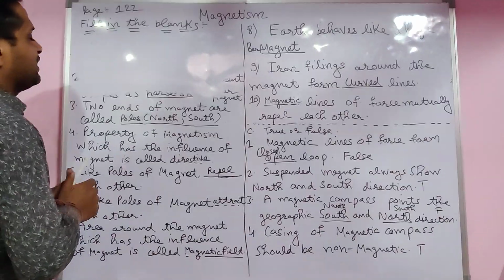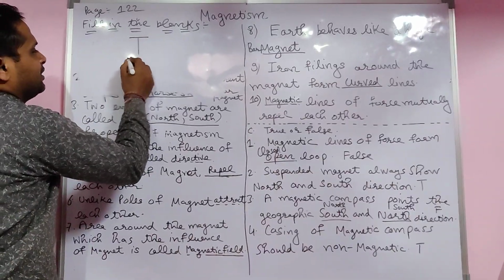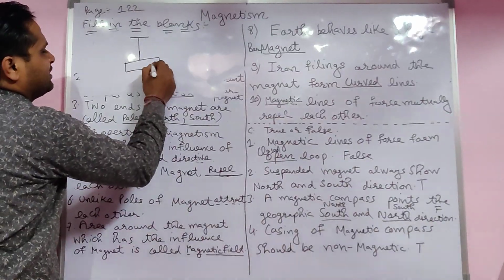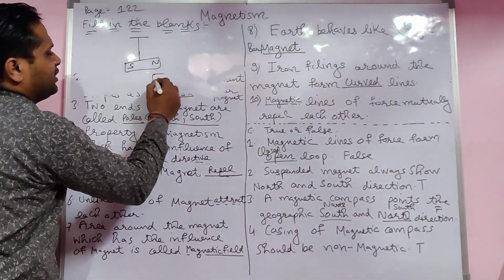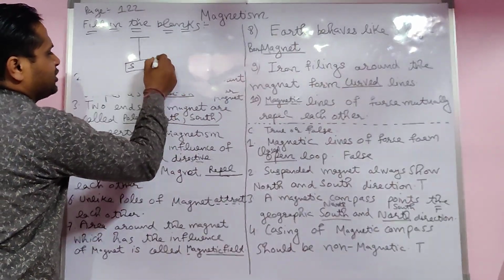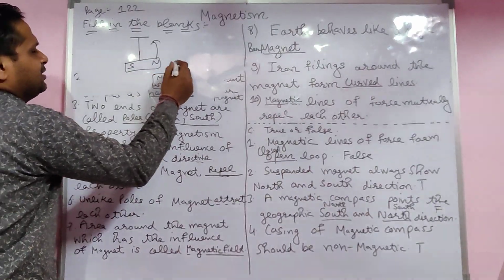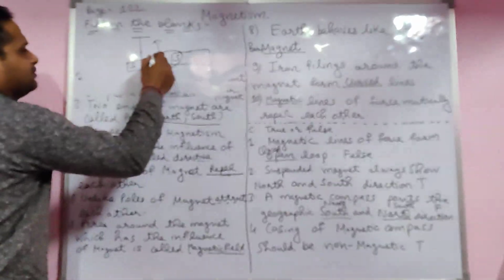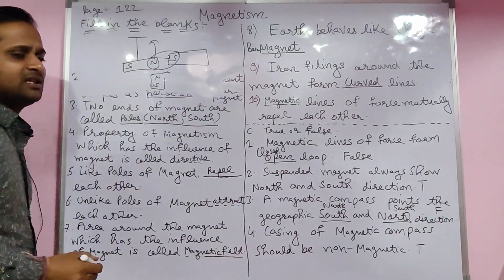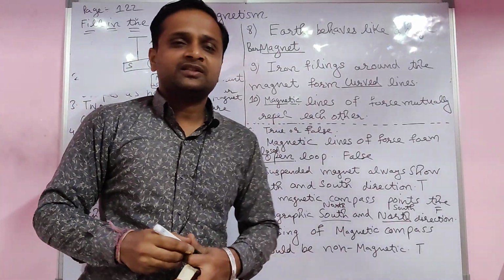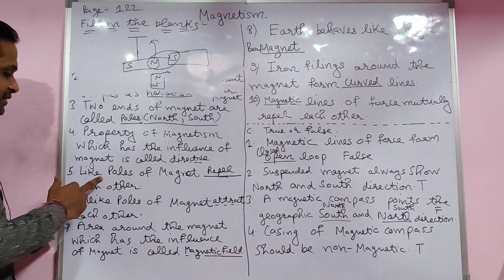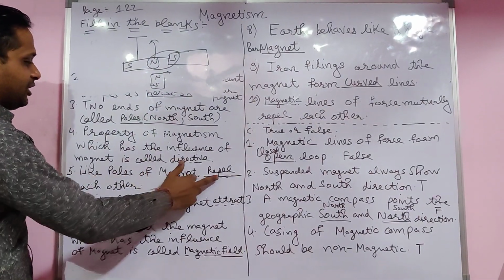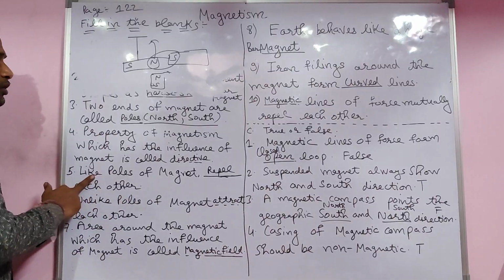We already did one activity there. For example, you hang the magnet. When you bring a north pole near it, they show repulsion and move away. But if you bring a south pole, it shows attraction. The magnet moves toward the south. Yes, like poles of the magnet repel each other. Same poles repel each other.